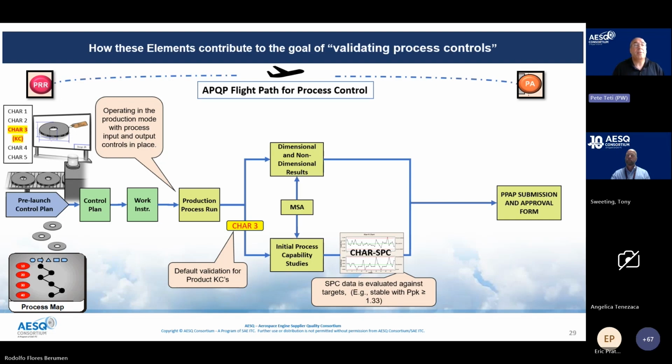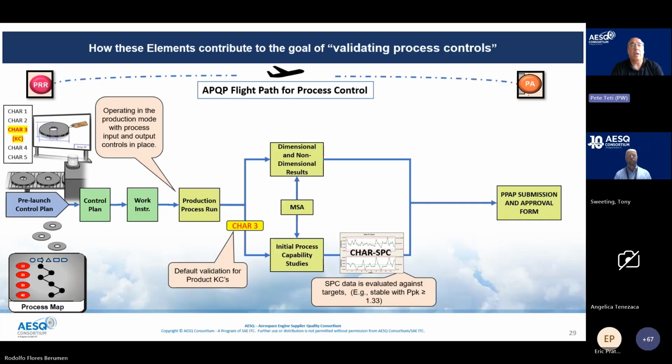In the production process run, we can see we're operating now in a mode of production with the input and output controls in place. And the controls, remember, are used to prevent causes of failure modes. Any cause can be controlled and corrected. And so process controls coming out of 13006 are used for that purpose, to prevent causes of failure modes, especially in reducing the occurrence risk.